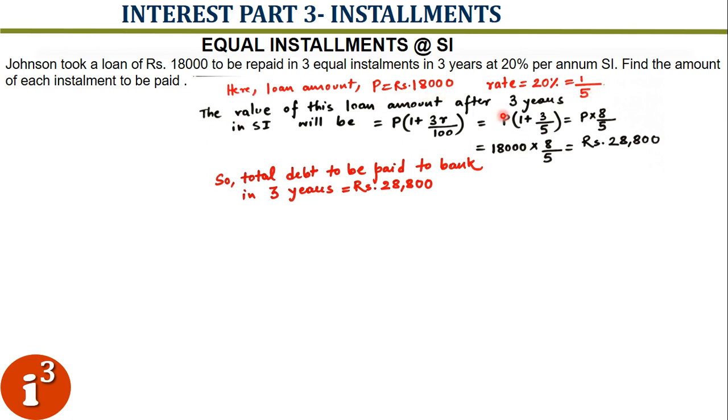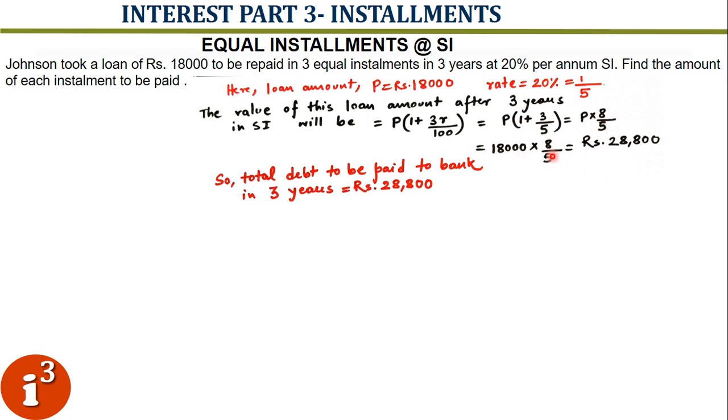So the value of this loan amount after 3 years in simple interest will be, means if you do not pay installment, you pay directly to the bank. How much will the bank ask from you after 3 years? P into 1 plus r by 100 into 3. So 3r by 100, r is 20, 20 by 100 is 1 by 5. So p into 1 plus 3 by 5, p into 8 by 5.